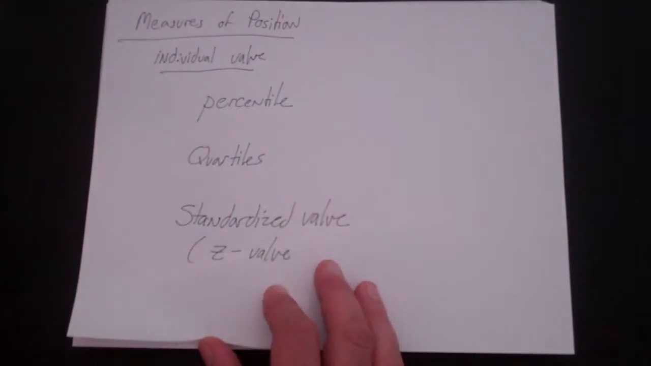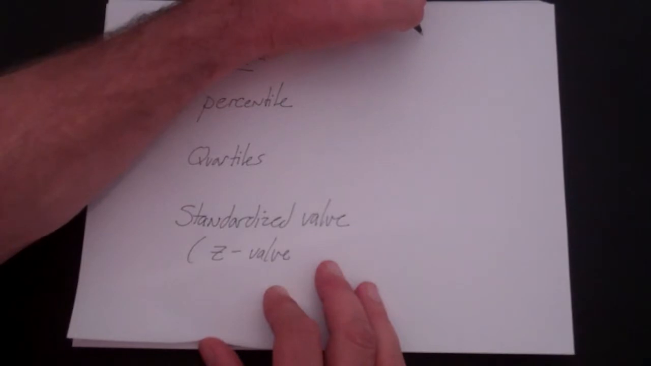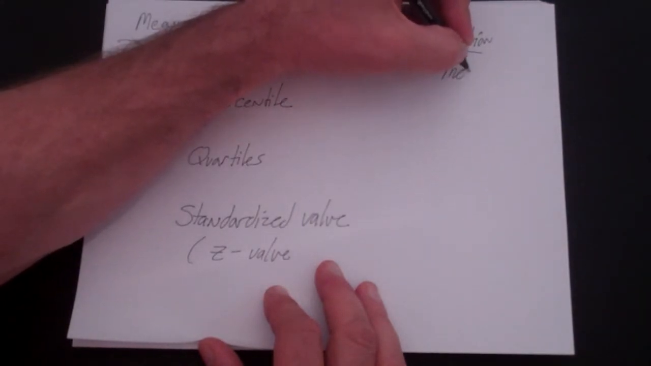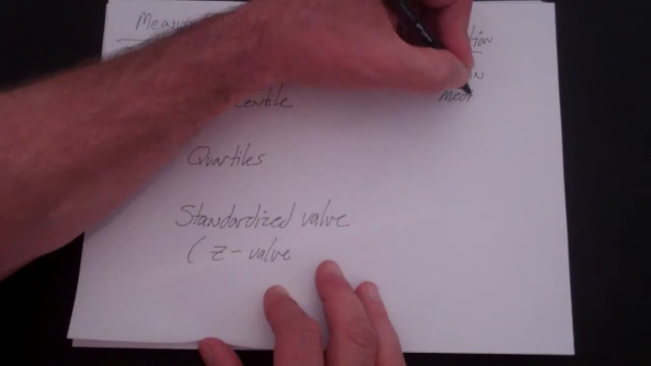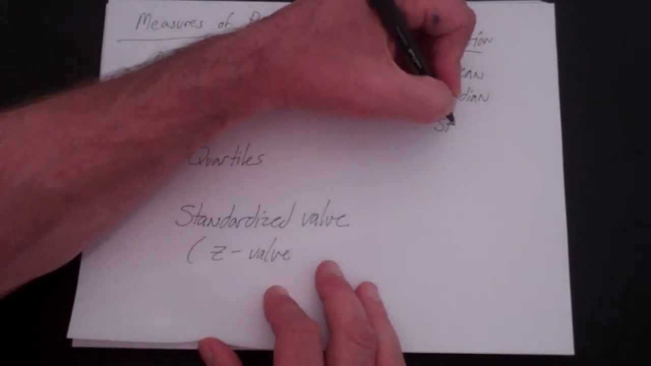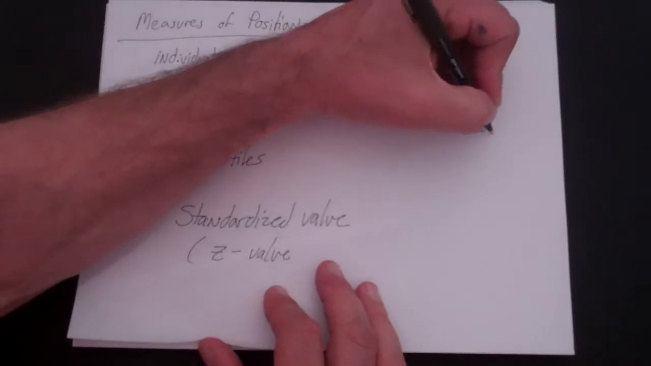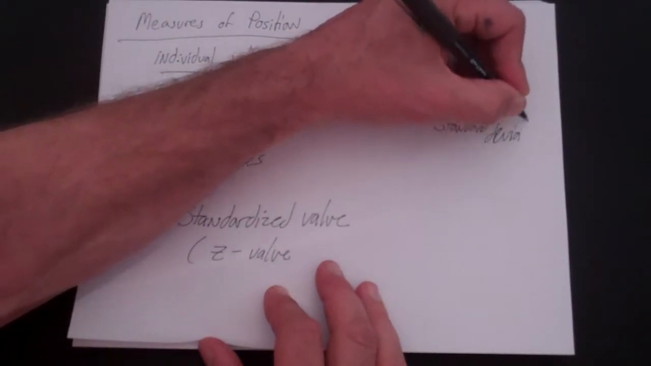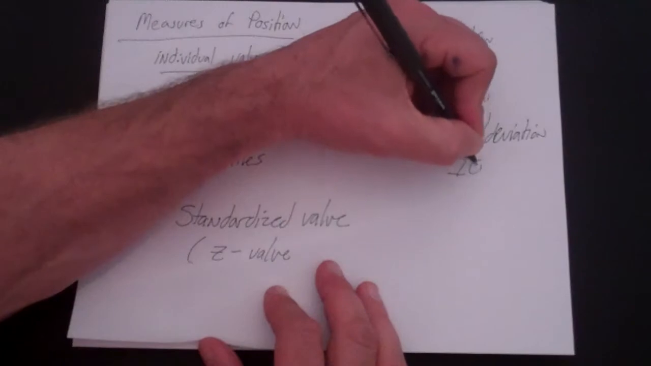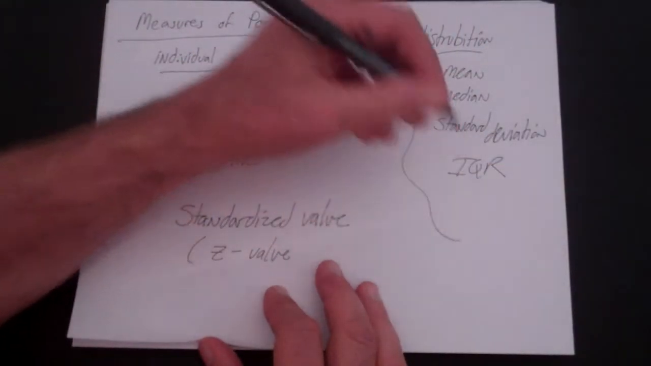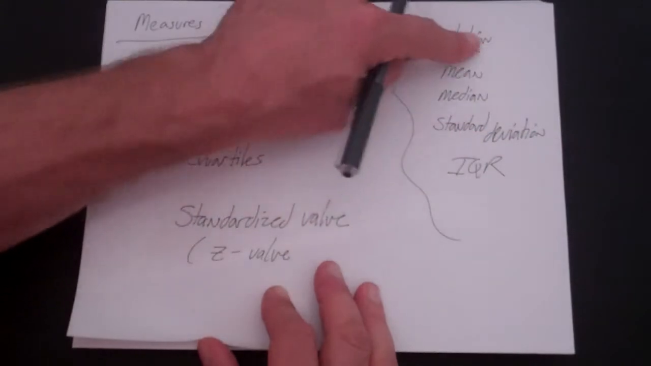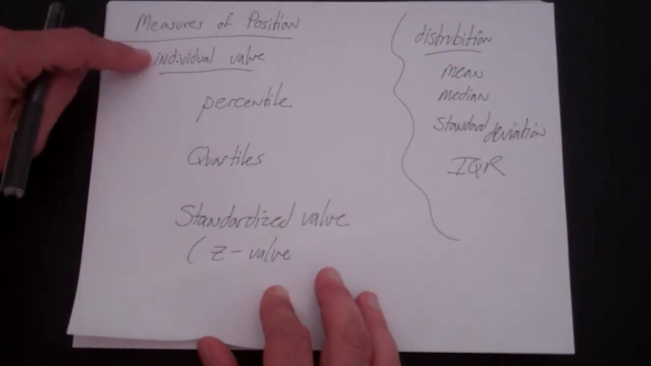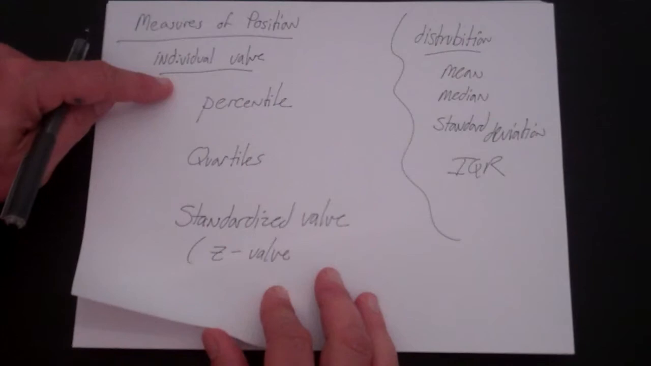Now let's think about how this differs from measures of a distribution. If you think about measures of a distribution, we have such things as mean, median, standard deviation, interquartile range. These are all measures of attributes of the distribution. This is a measure of an individual value within a distribution. So let's talk about percentile first.